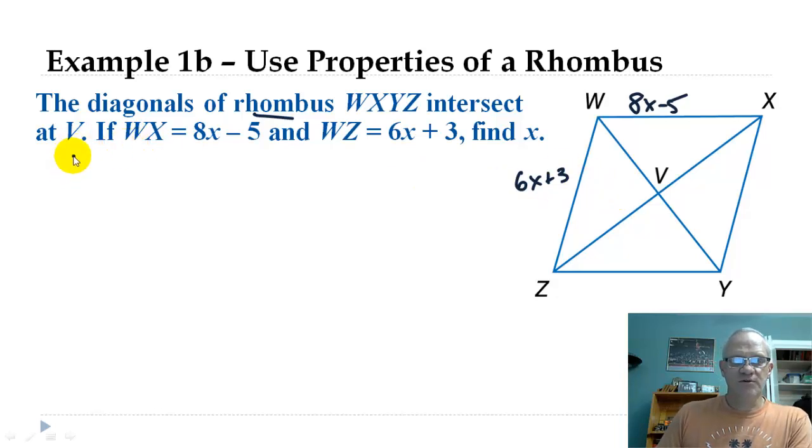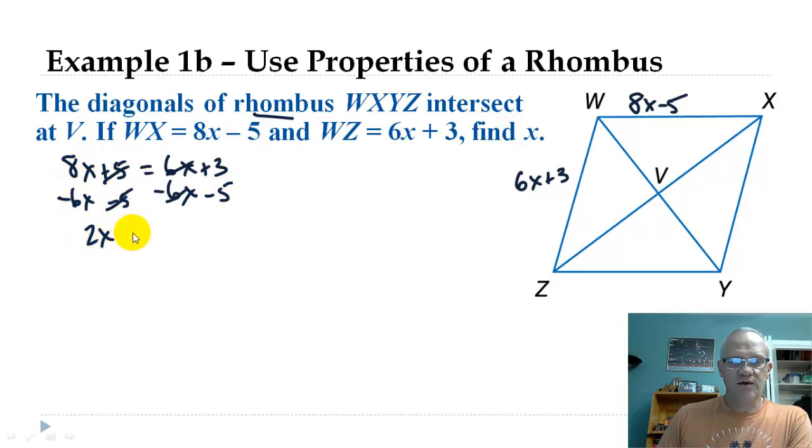So the easiest thing we can do here is say, oh, well, 8x plus 5 has to equal 6x plus 3. They're right next to each other. If it was a regular parallelogram, we couldn't do this. But since it's a rhombus, we can. So minus 6x, minus 5. So this is going to be 2x equals negative 2. Divide by 2. x is negative 1.